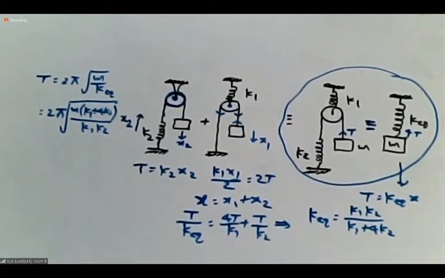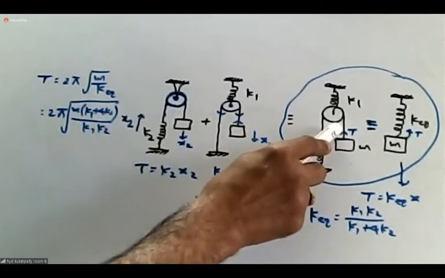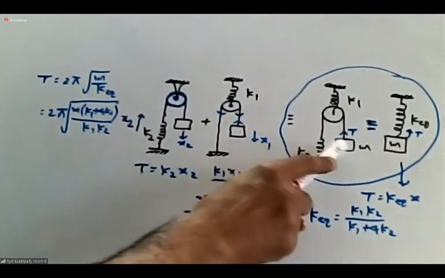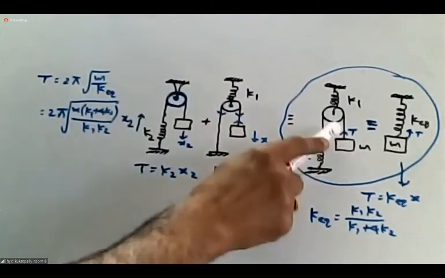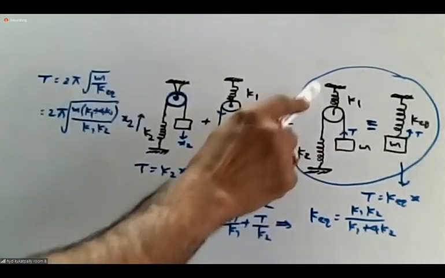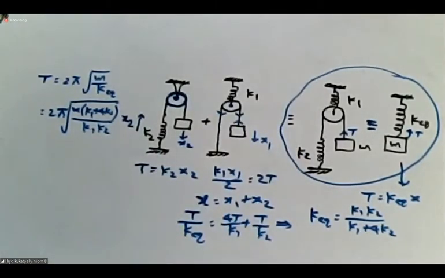Sir, could you explain how tension is the restoring force, how the force is constant here? Tension is the restoring force because the block is oscillating ultimately due to tension. On the block, the mass part is only the block. On the mass part, the restoring force is only tension. That tension is caused by both K1 and K2, both springs.